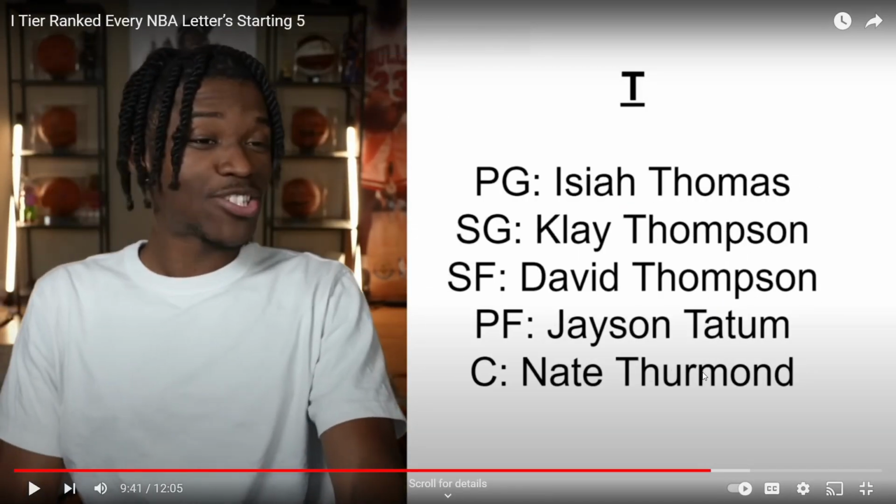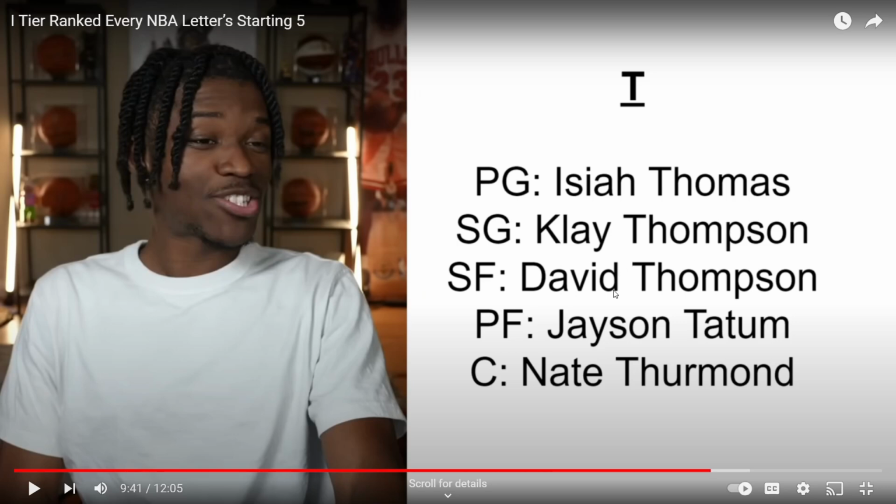Isaiah Thomas. B tier is very generous. We got Zeke, Clay, David Thompson, Jason Tatum, and Nate Thurman. Very good team. Just in their peaks, you're going to get an elite defensive backcourt. Obviously, Zeke's going to set the table and also be a scoring threat. Clay's going to shoot the piss out of the ball.